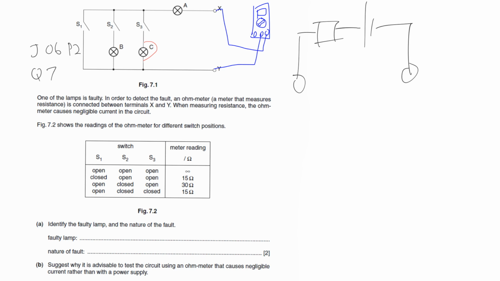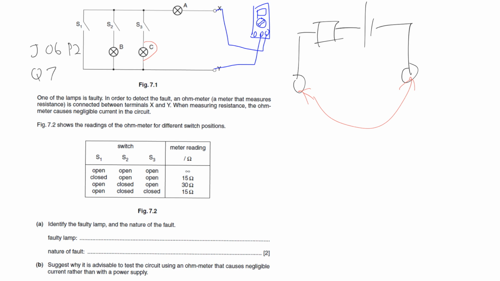Now then, the last part of the question asks you why it is advisable to test the circuit using an ohmmeter that causes negligible current rather than with a power supply. Your ohmmeter, I told you, has a built-in resistor here, which is a very large resistance. Remember in the lab I told you to test your wire by connecting these 2 points? No problem, even though you are trying to short the ohmmeter, because the resistance here is very, very high, there's still only a small current flowing. So nothing will spoil. You understand or not?